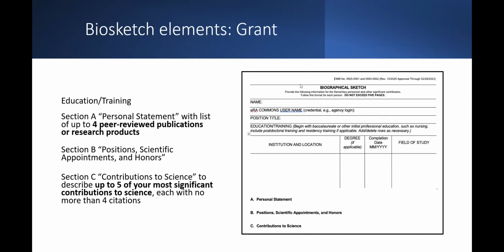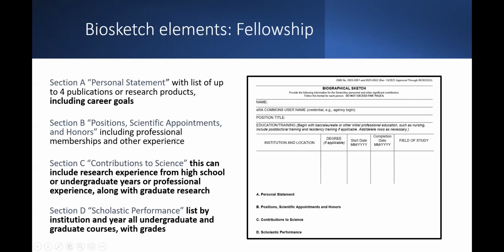We've already seen this basic outline that Tess showed us about the sections of the Biosketch, but these are going to vary somewhat based on whether you're applying for a grant or a fellowship. If you're a faculty member applying for a grant, you will see the education and training section, the personal statement, positions, scientific appointments and honors, and contributions to science. But if you are a student or a postdoc applying for a fellowship, you'll see mostly similar sections, but with the addition of section D, which is Scholastic Performance.